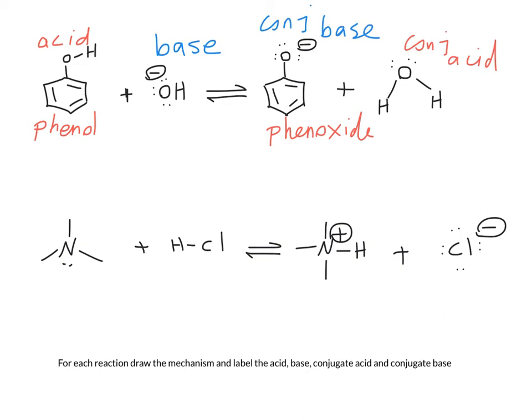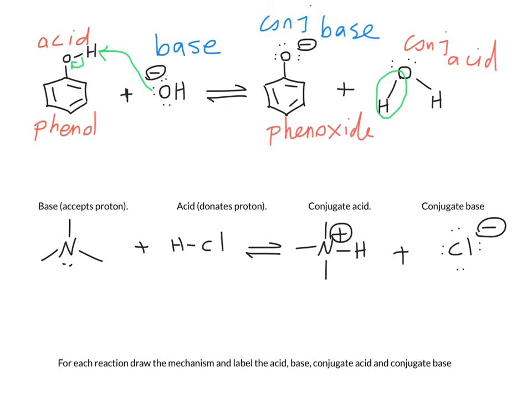Now, the mechanism of the reaction. We know that an electron pair of the base will form a bond with the proton of the acid, and the bond between the proton of the acid and, in this case, oxygen will break. So both electrons will collapse on oxygen of phenol, and phenoxide forms plus H2O, and this is the new bond that forms between oxygen of hydroxide and hydrogen of the phenol. And this is the mechanism of the reaction.